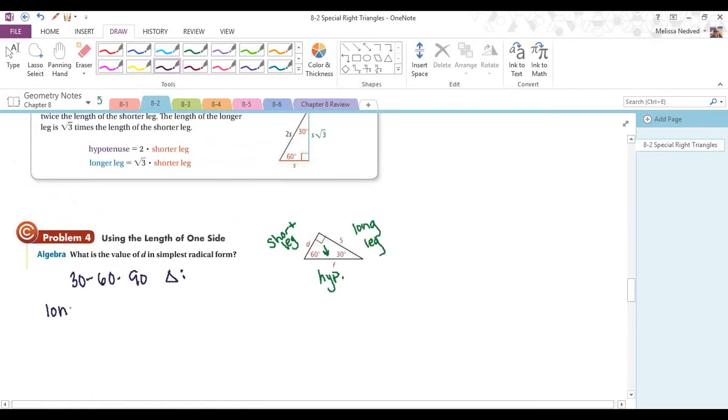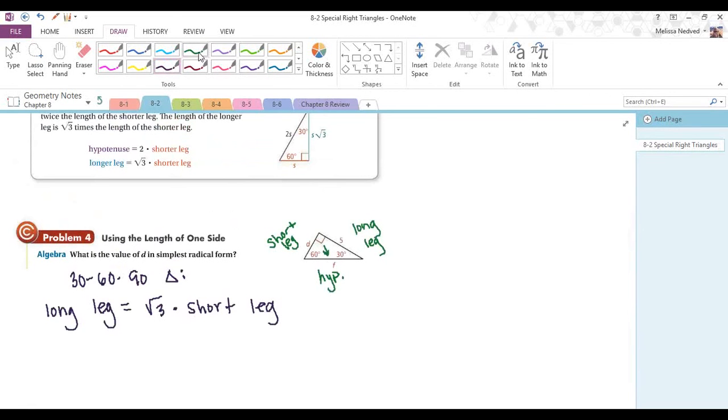Long leg equals the square root of 3 times the short leg. That first formula wouldn't have done me much good because I don't know the length of the hypotenuse at this time, so I couldn't have just doubled that. So I'm going to need to use a second formula.